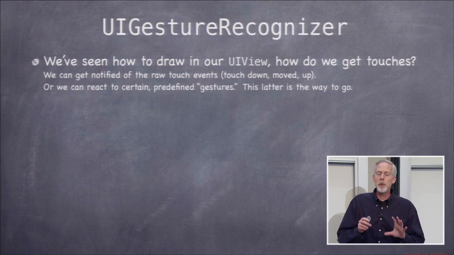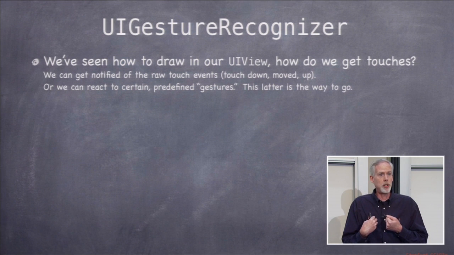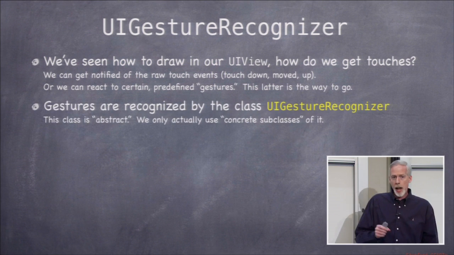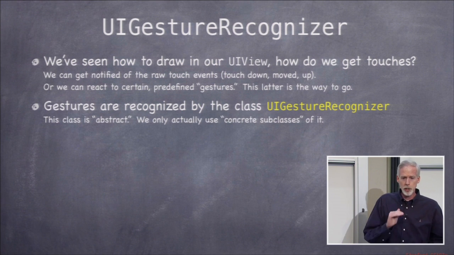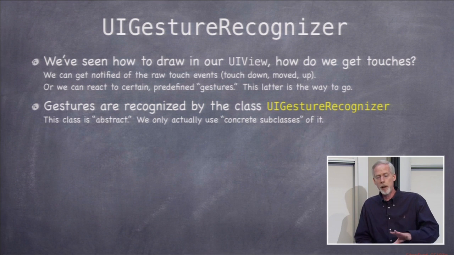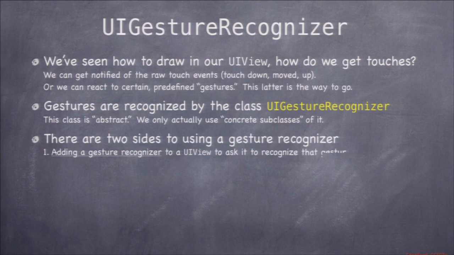Okay? So the way we're going to understand what the user is doing is the system is going to recognize certain gestures for us and tell us when those gestures are happening. The class that is the base for all these gesture recognizers is called UIGestureRecognizer. It's an abstract class. Okay? You never instantiate it. But it has a lot of concrete subclasses like pinch gesture, tap gesture, all that. And those are the things that do the actual recognition of a gesture and communicate with you when it does.